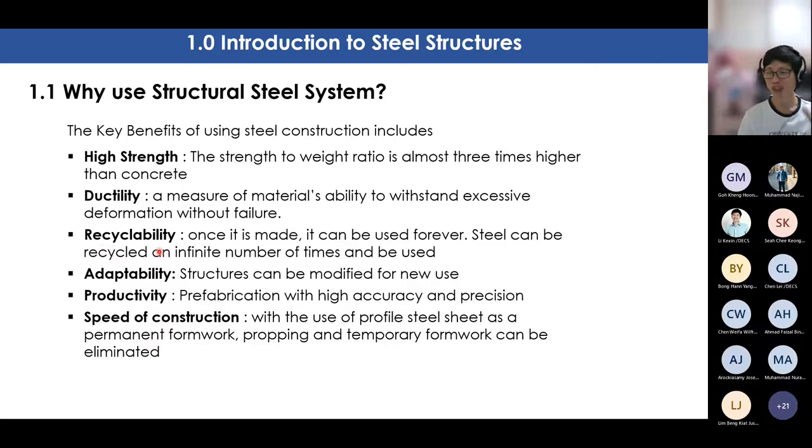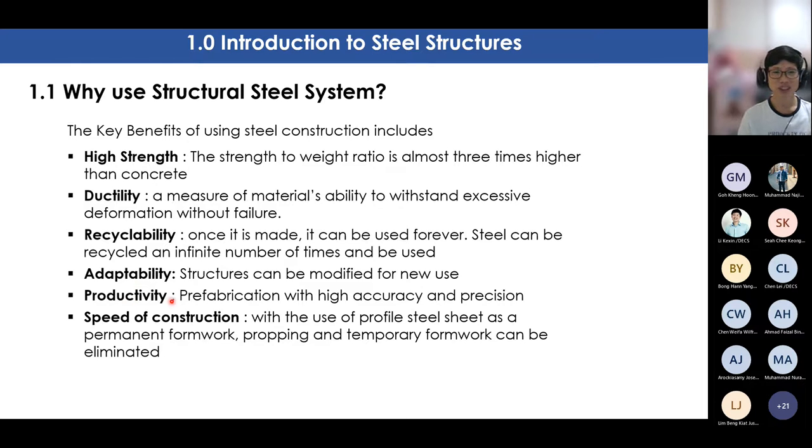Recyclability. So it means we can recycle the steel structure many times compared to concrete. Adaptability. Adaptability means we can reuse and remodify. A&A is easier for the steel structure. We can strengthen the beam or slab easily, by welding it or bolting it. But RC structure is difficult.